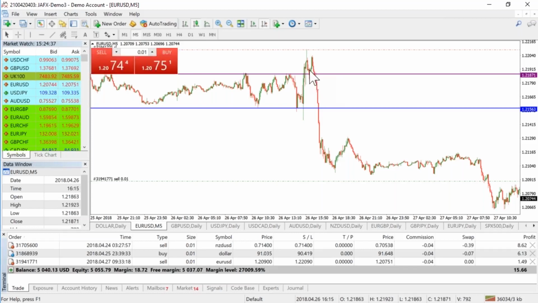attention to the 21.56 now in a second when we go down into the smaller timeframes, and let's zoom in this chart so you can see clearly what is happening.